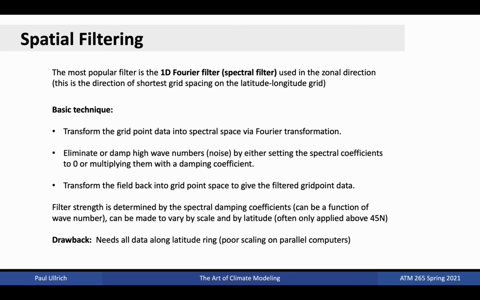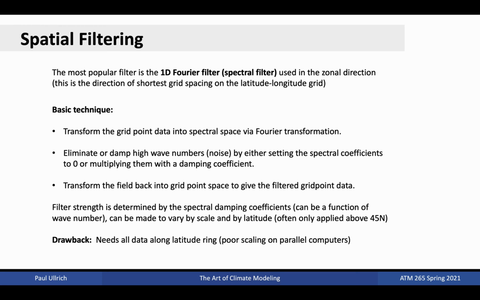Second, we set all spectral coefficients beyond a certain truncation wave number to 0, or multiply them by a damping coefficient. Third, we transform the field back into grid point space to produce the filtered grid point data. The strength of this filter is determined by the damping coefficient chosen, and can be a function of the wave number and latitude. Because the instability in the numerical method only appears at polar latitudes, this filter is often only applied poleward of 45 degrees north latitude.